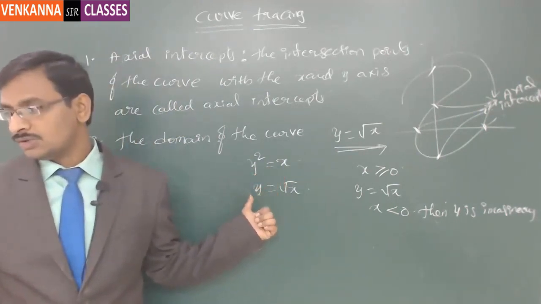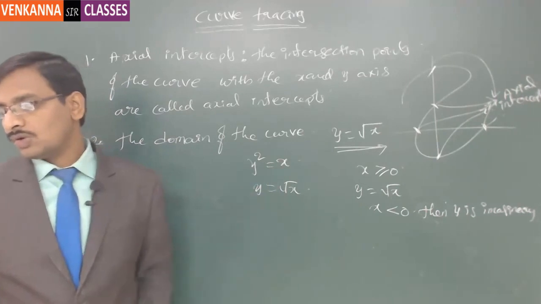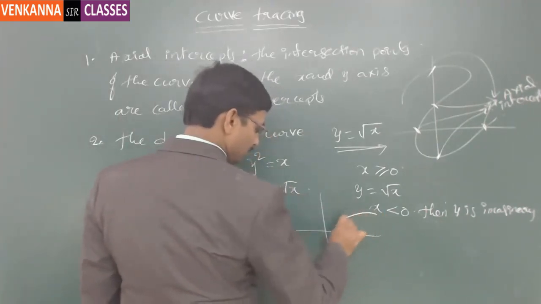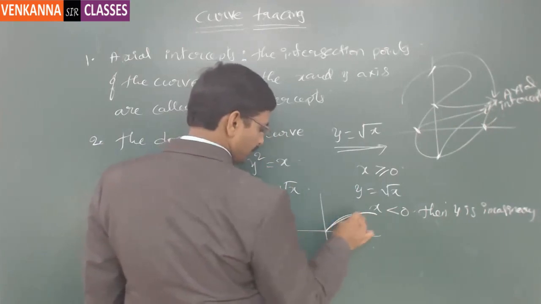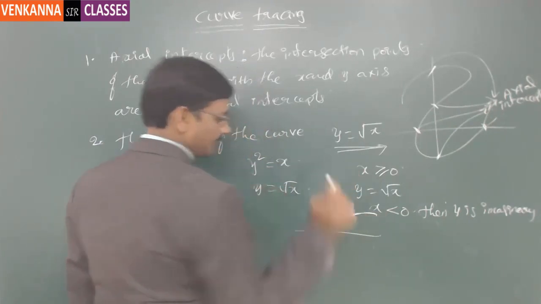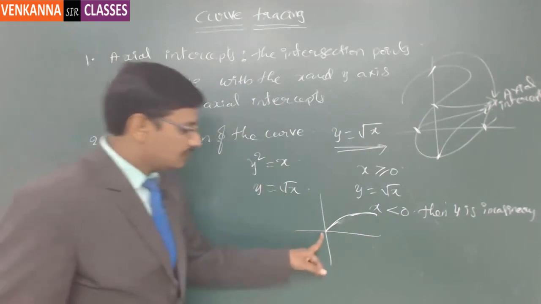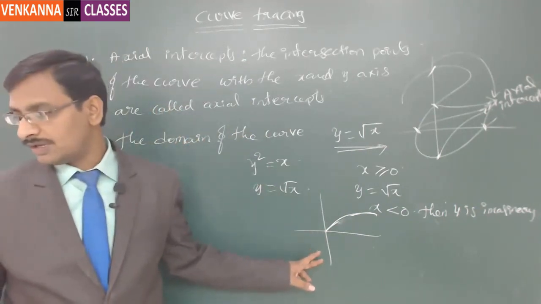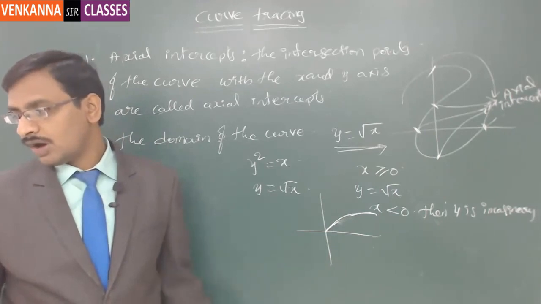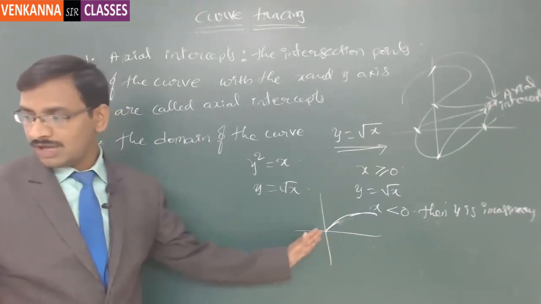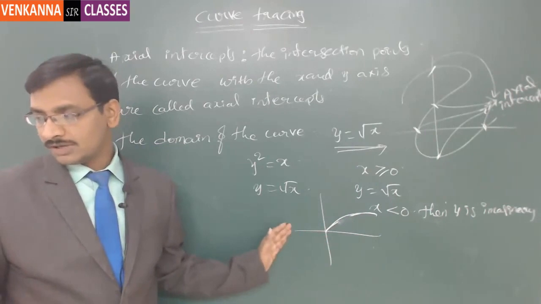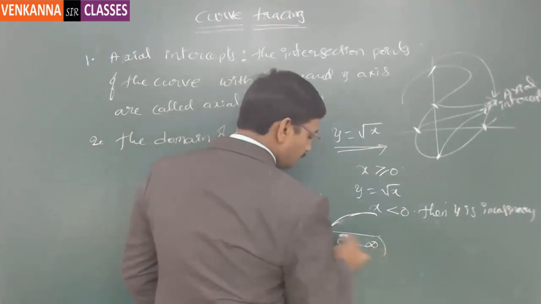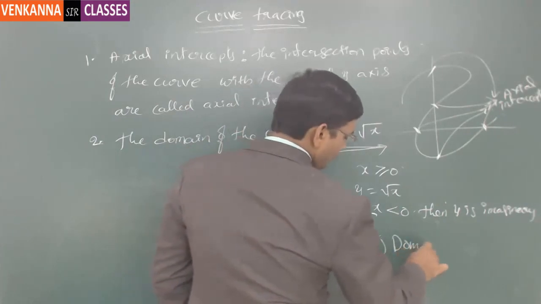Got it or not? So here y is equal to root x, and this is the curve. Got it? Now if you notice, there are no values on the negative side of y, or on the negative side of x also, right? So this part, from 0 to infinity, is the domain of the curve.